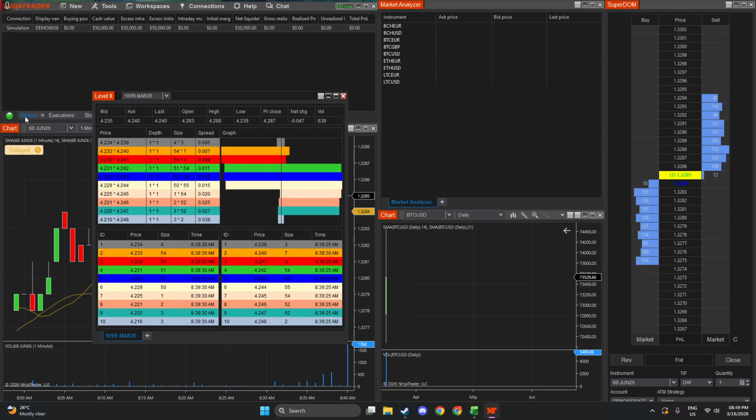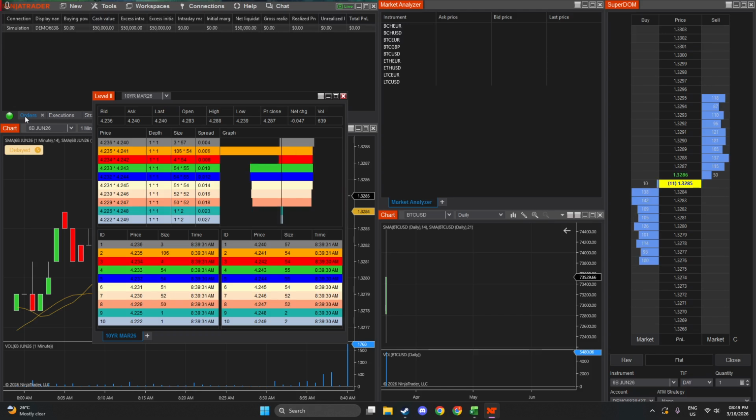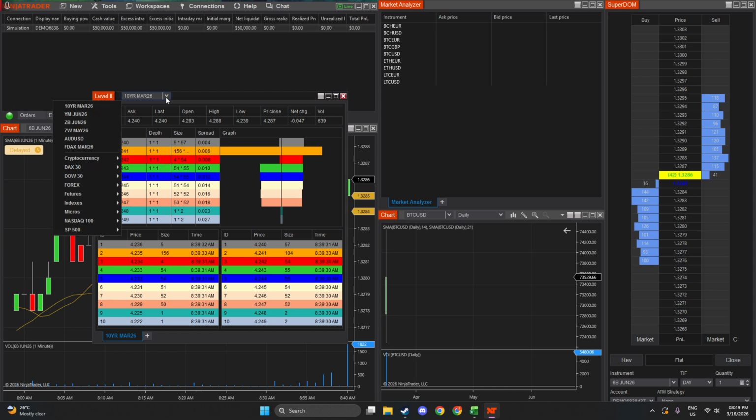Inside the Level 2 window, the layout is straightforward. On the left, you'll see the bid side. These are prices where buyers are willing to purchase, along with the size at each price level. On the right, you'll see the ask side, showing prices where sellers are willing to sell and the size available there. Prices closer to the center represent the best bid and the best ask, which together form the current spread.